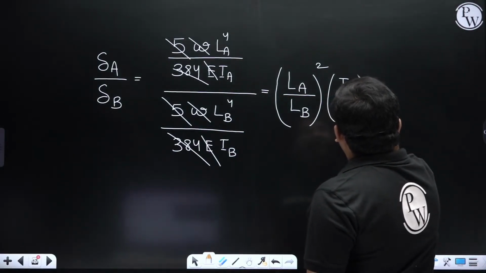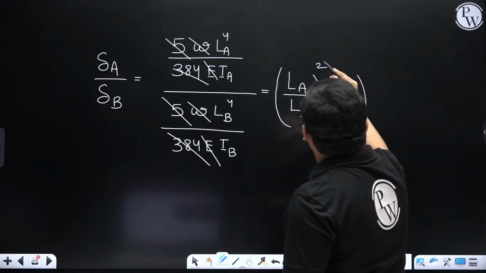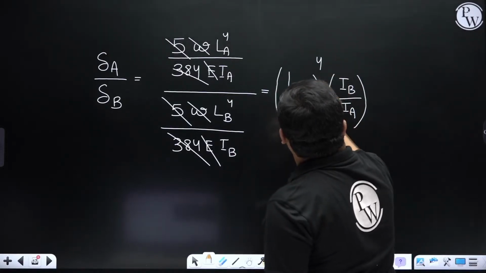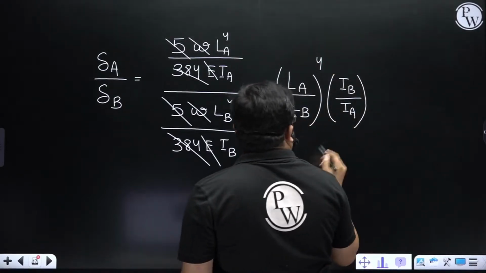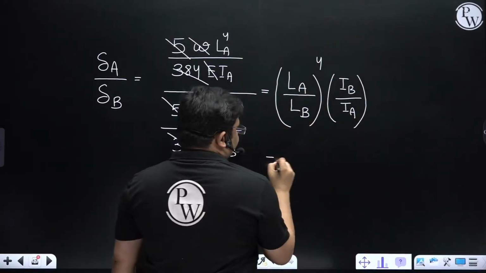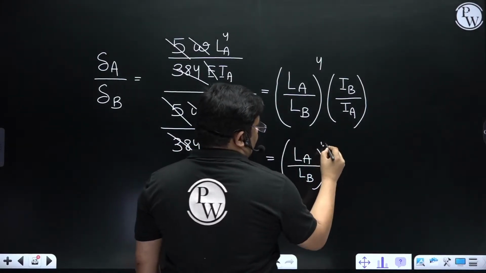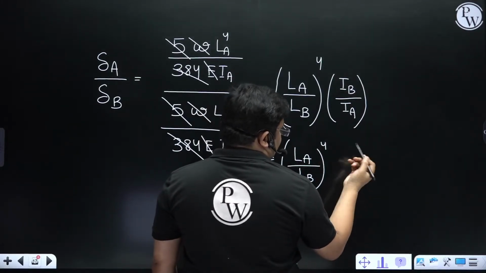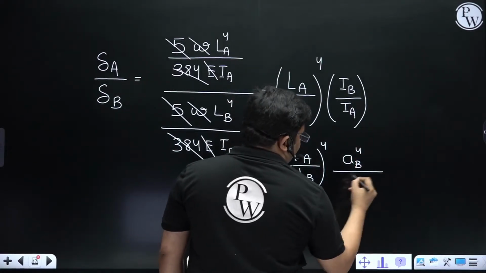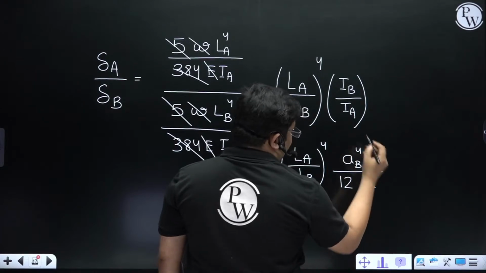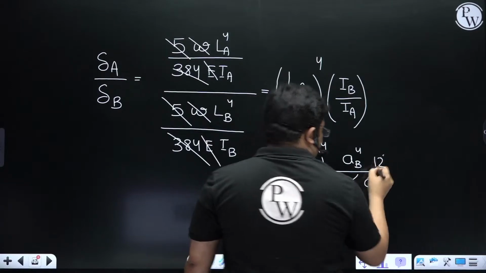IB by IA to the power 4. Sorry, IA to the power, this whole square, not 4 actually, this is 4. Yes, this is the thing we get. Now for a square cross section, I will be the side length, suppose A, to the power 4 divided by 12. Similarly for the other one also, the side length to the power 4 divided by 12.